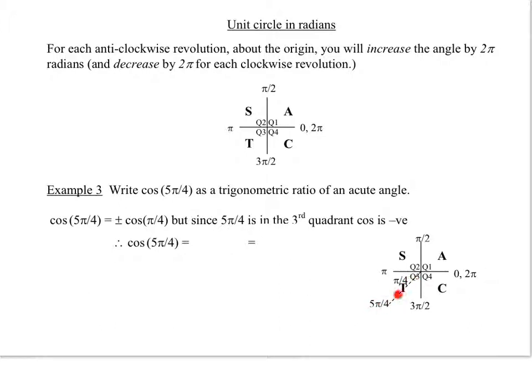Since it's in the third quadrant, it's going to have to be negative, because both the cosine and the sine are negative down here. It's going to be the same, however, as the cosine of pi over 4. So it's the same value as cosine of pi over 4, but it's over here instead, so it has to be negative. So the cosine of 5 pi over 4 is going to be negative cosine of pi over 4. And if you look back at your unit circle, remember the cosine of pi over 4 is root 2 over 2. So we're going to have in the end negative root 2 over 2.